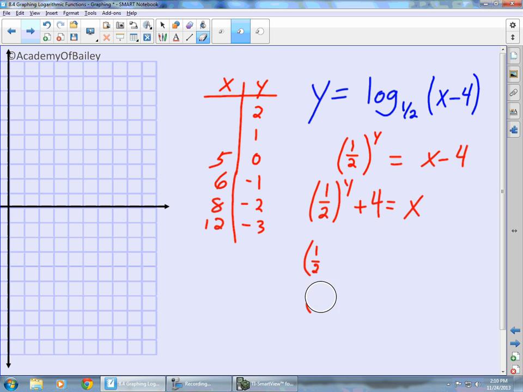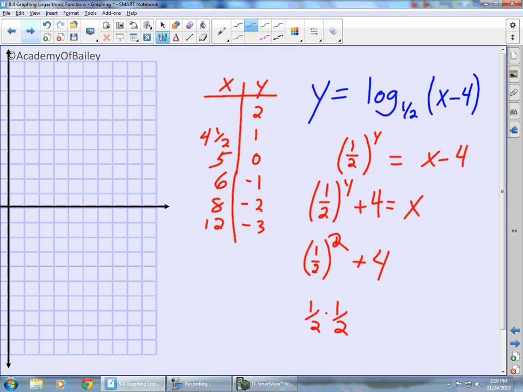All right, now we're getting down to the positive values. 1/2 to the first power is 1/2 plus 4. That's going to be 4.5. And then let's go to the second power. So we know 1/2 squared, that's 1/4. And so 1/4 plus 4, 4 and 1/4. And you notice how it's getting closer to 4?